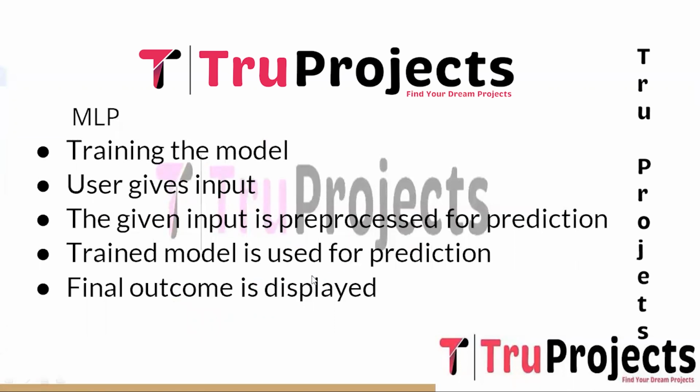And the ninth step is the trained model is used for prediction. With the pre-processed user input, the trained machine learning models are employed to predict the final outcome. Each model processes the input using its learned parameters and produces a prediction based on the input features.